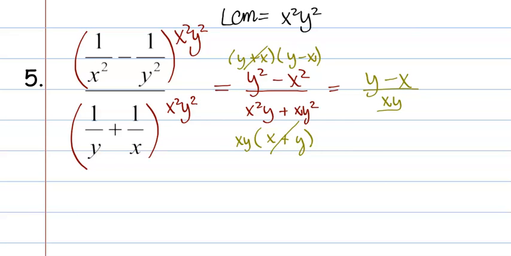Okay, so that one might have been a little confusing, but I think it was kind of fun. You just had to make sure you kept track of how many x's and how many y's were left at each stage, and then an x plus y cancels, and you have y minus x over xy.